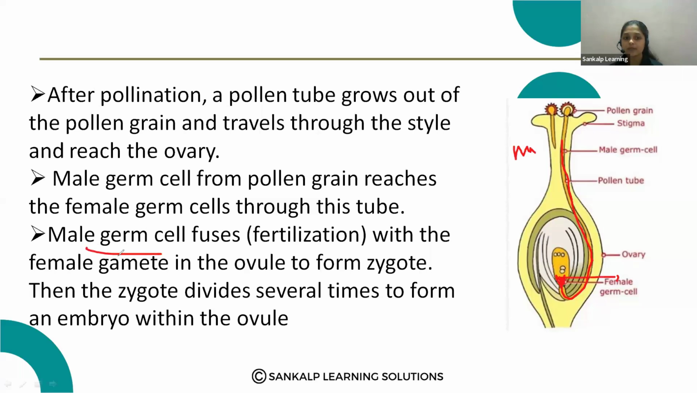When the male gamete fuses with the female gamete, it forms the zygote by the process called fertilization. So there is a question, what is fertilization? It is the process of fusion of the male gamete with the female gamete, that is called fertilization. This fertilization is a common word we use in reproduction.